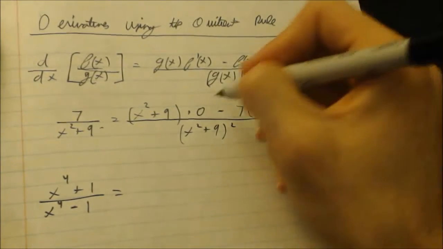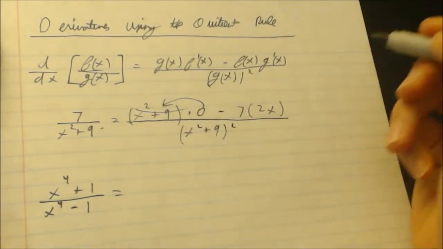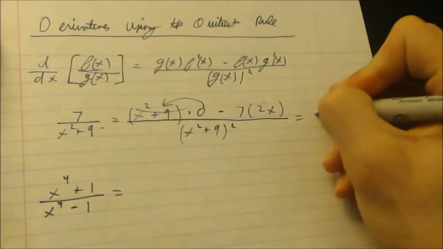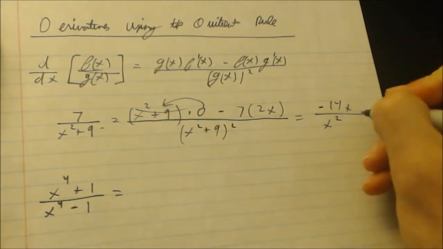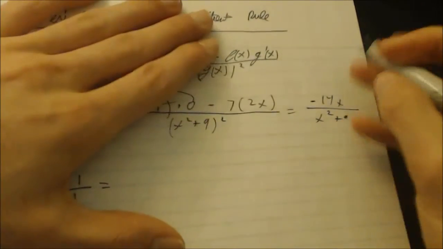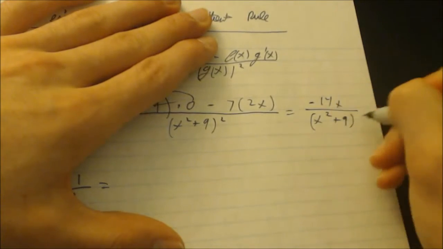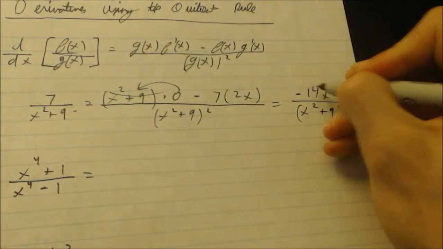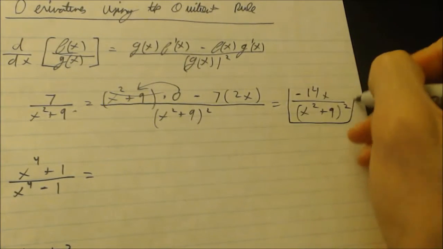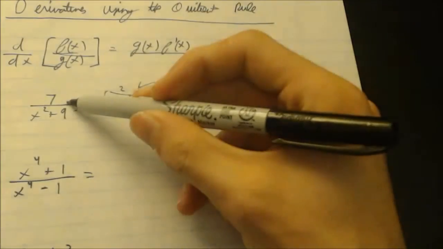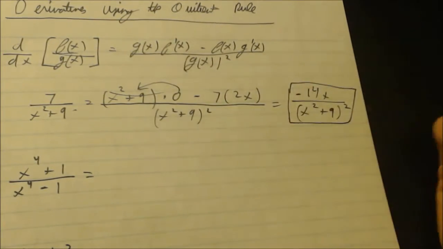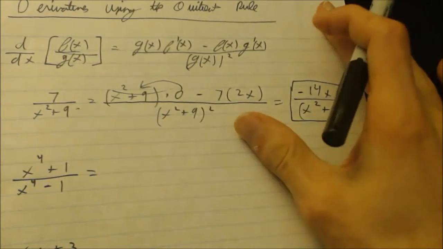Now you can simplify this, this cancels this out, and then this would actually equal negative 14x all over x squared plus 9, all squared. So this is technically the first derivative of 7 divided by x squared plus 9. So again, it's just low d high minus high d low, square off the bottom, and off you go.